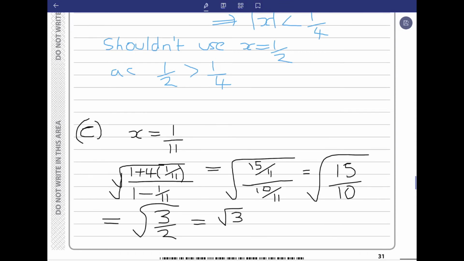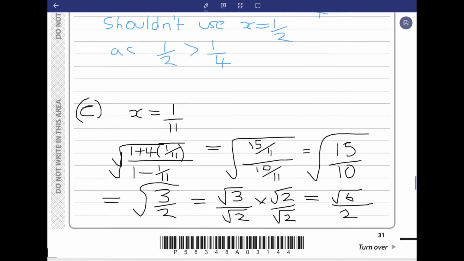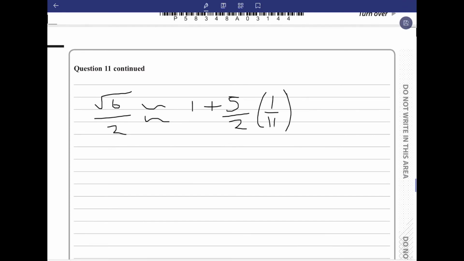And then separate the surds like so. Now we're going to rationalise the denominator by multiplying by root 2 on both sides. And so we get root 6 over 2. So what we're actually approximating is root 6 over 2. So root 6 over 2 is approximately 1. What was our answer? 5 over 2 times 1 over 11, and then minus 5 over 8 times 1 over 11 squared.